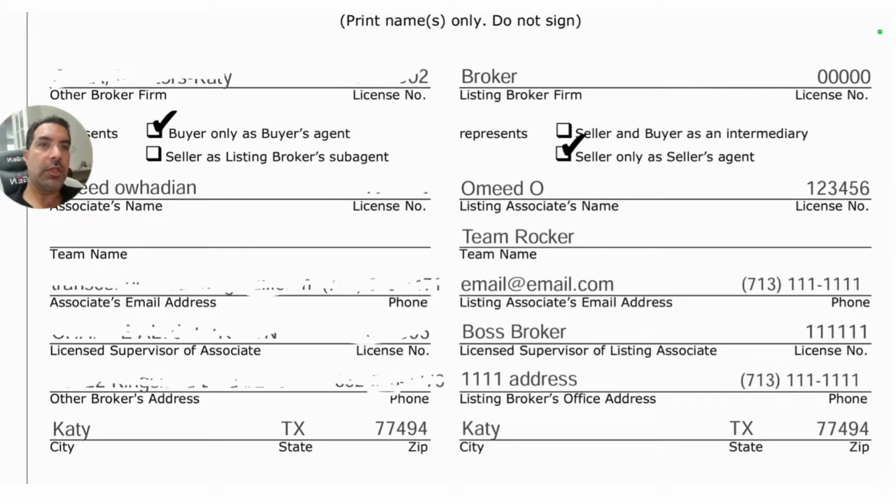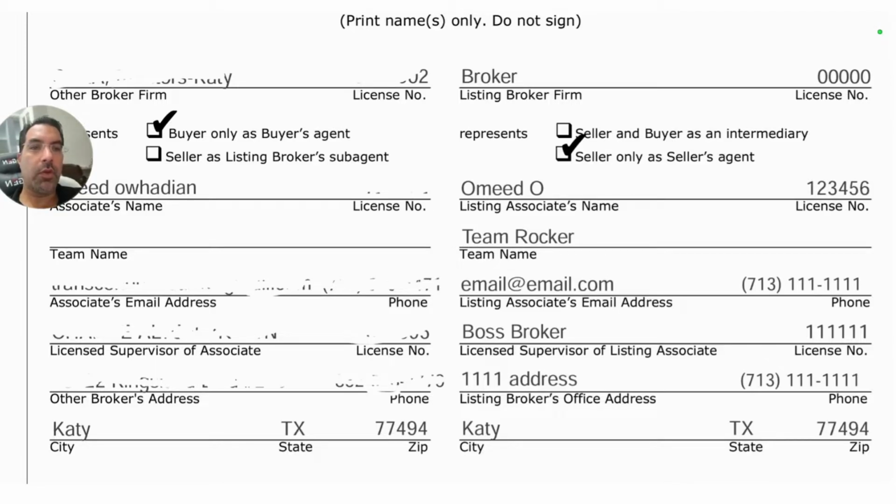This final section is the broker's information and your information. So on the left side, you would put the buyer's rep information, their broker, and you would check off that they are representing the buyer as the buyer's agent. You put your team name, your email, phone number, your supervisor, your broker's information, and your brokerage's address. On the opposite side, you would put the selling agent's information, selling associate's name, email address, phone number, and all that stuff.